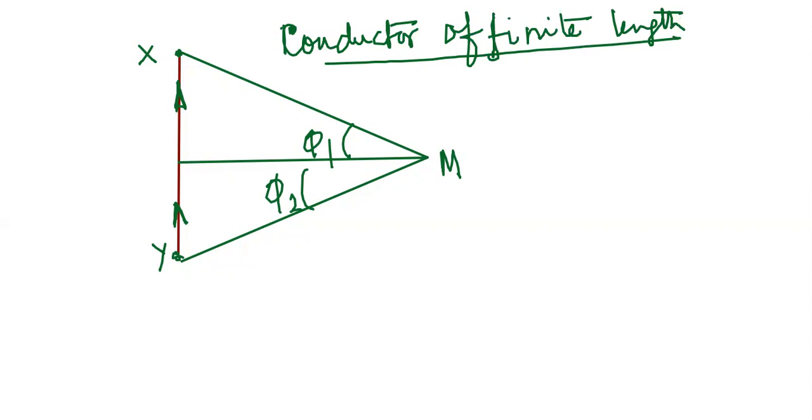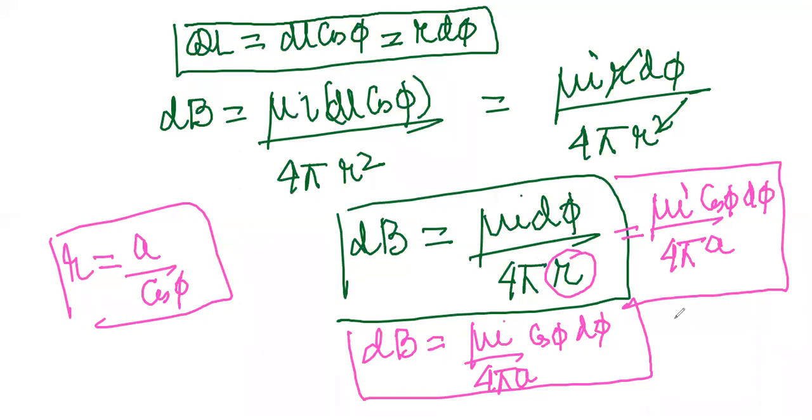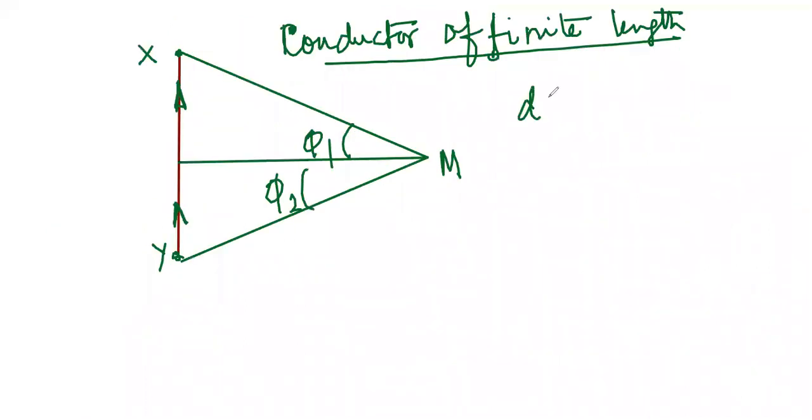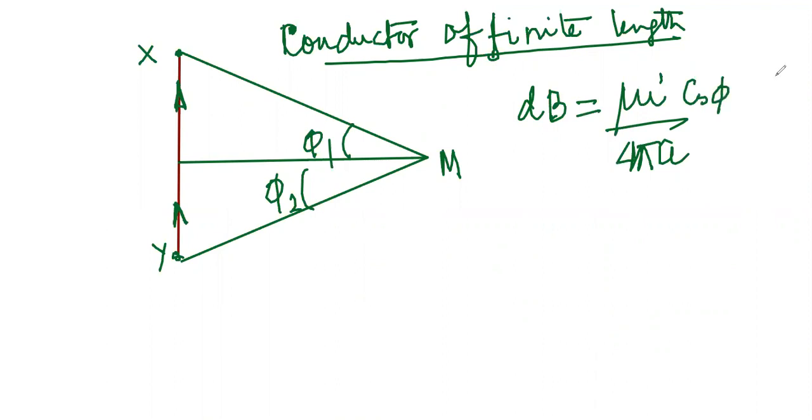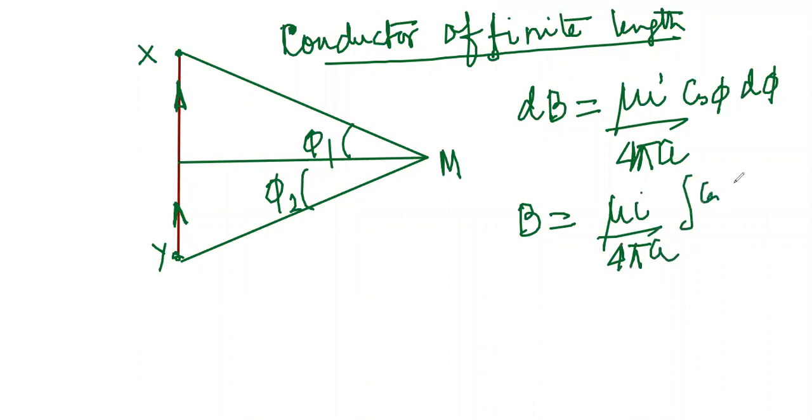Now I use the equation which I have just got, that is dB equals mu I by 4 pi a cos phi d phi. So let me use it over here. Now if I integrate it in order to find the total magnetic field due to this conductor of finite length, this will be mu I by 4 pi a integration of cos phi d phi.